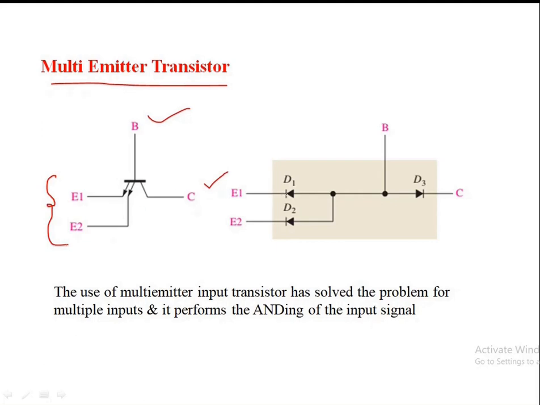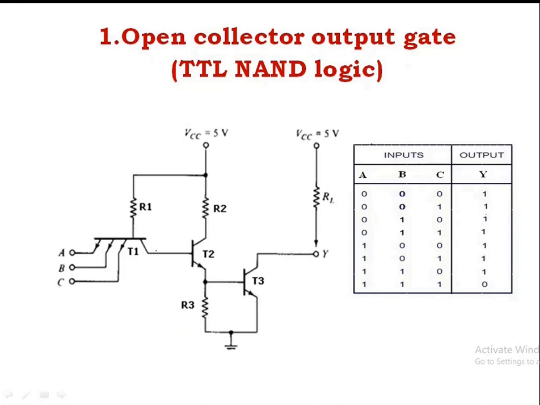Here you can see the emitter, if it is reverse biased only it will work. Reverse bias means any of the emitter values has to be 0. If any of the emitter values is 0, it will be connected to your base and collector. The use of a multi-emitter input transistor has solved the problem for multiple inputs, and it performs the ANDing of the input signals.